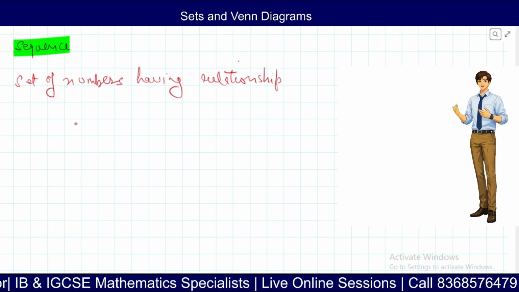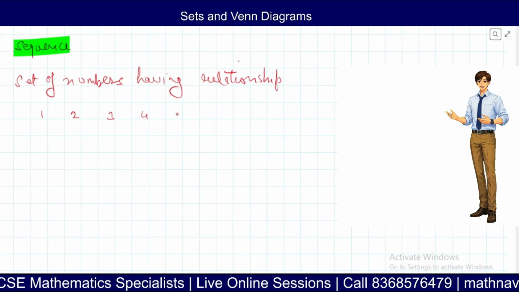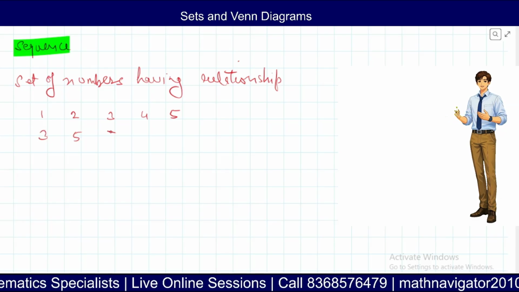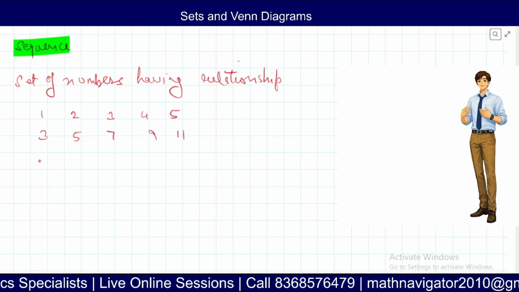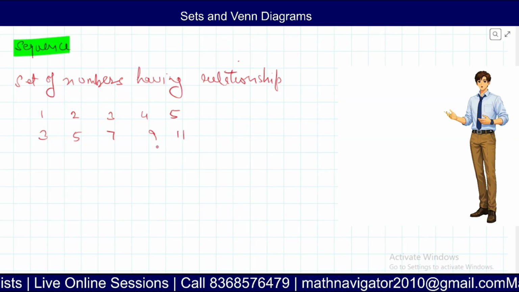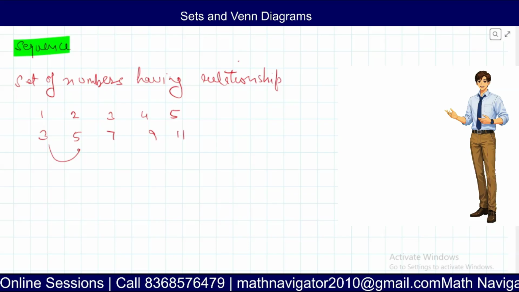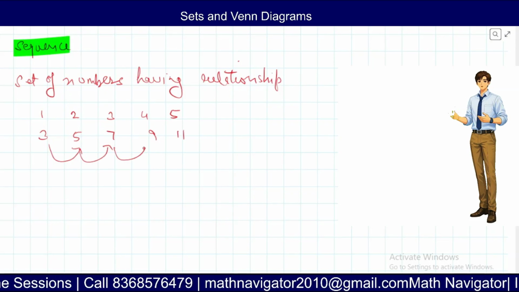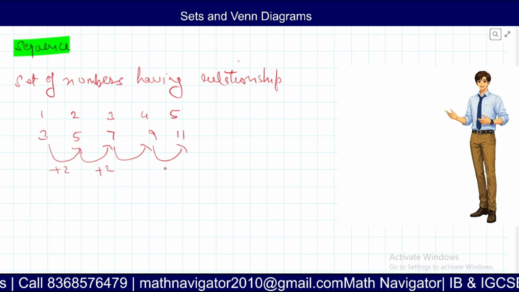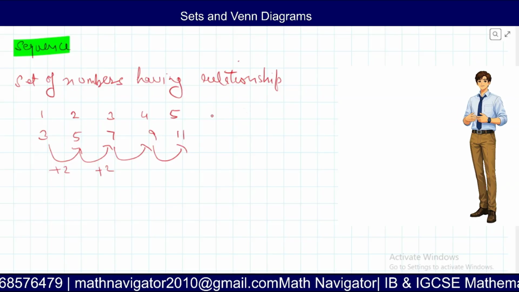Now let's say 3, 5, 7, 9, 11. Basically, what is this? 3 is my first term, 5 is my second term, 7 is my third term, 9 is my fourth term, and 11 is my fifth term. So basically, how am I getting the next term? By adding 2. So 3 plus 2, 5 plus 2, like this. Although I'll teach you ahead how to find the general formula for it.